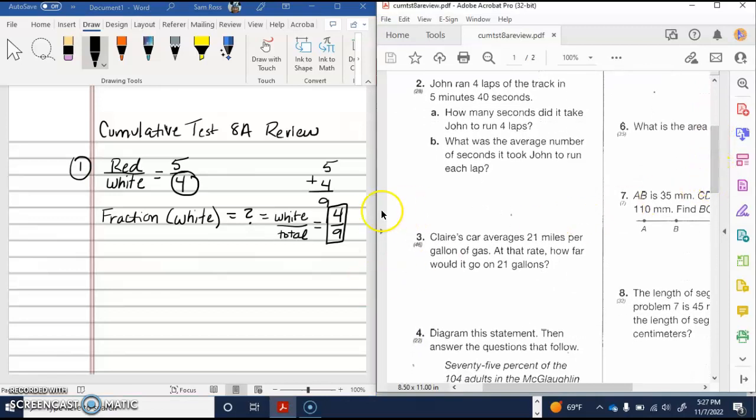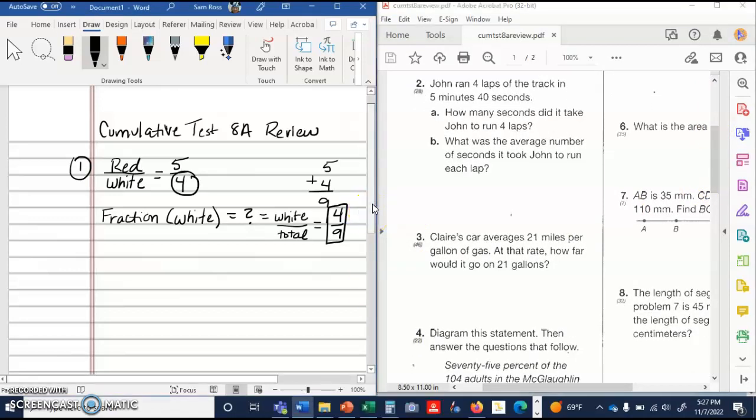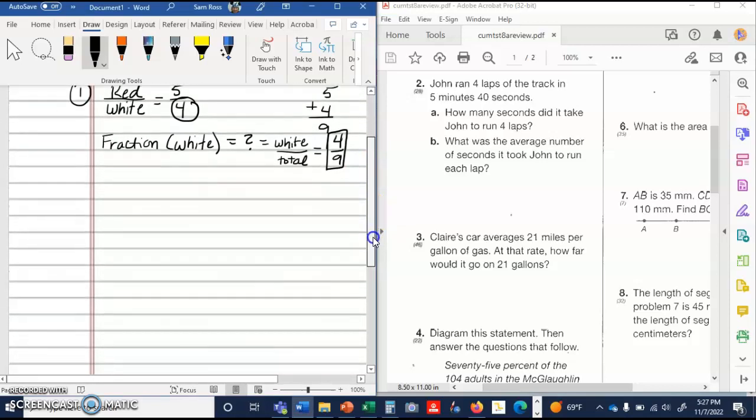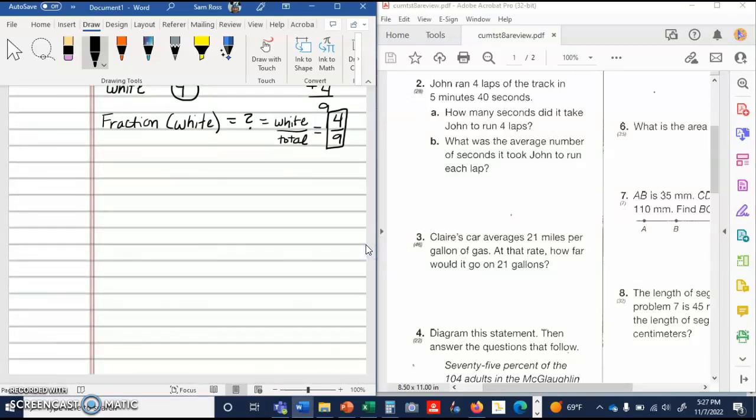Number 2. I'm going to scooch this up a little bit. Also, remember, you can go back and rewind, you can fast forward, all of that. John ran 4 laps of the track, so 4 laps in 5 minutes and 40 seconds. This is what we're given.